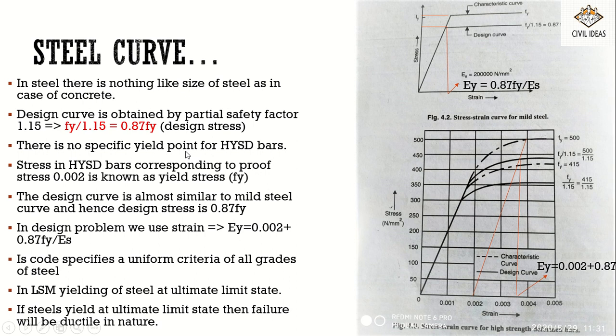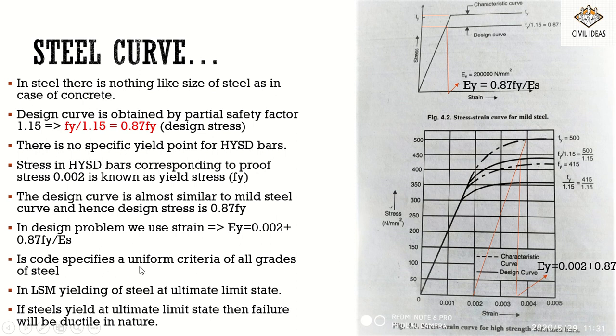There is no specific yield point for HYSD bars. The stress in HYSD bars corresponding to a proof strain of 0.002 is known as the yield stress Fy. Now, when you draw a line parallel to the curve, I mean the characteristic curve, the line where it bisects gives you the ultimate stress. In design problems we use strain equal to 0.002 plus 0.87 Fy divided by Es.